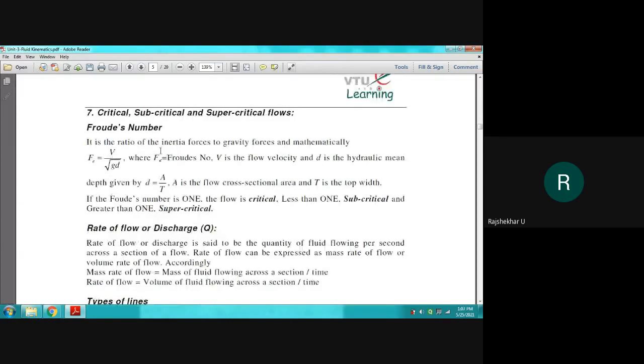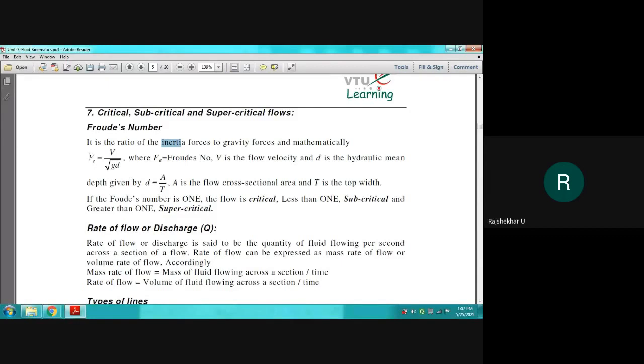So next we have critical, subcritical and supercritical flows. Again, this is defined based on a non-dimensional number, the Froude number. It is the ratio of inertia forces to gravity forces. Since it is a ratio of two forces, the units get cancelled and whatever parameter we get will be non-dimensional. So here two forces are compared, inertia and gravity forces.